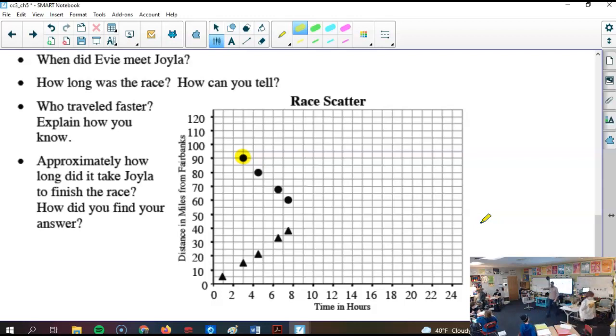All I want you to do right now is talk to each other. Circles are faster than triangles. Let's say Jola is the triangle and Evie is the circle.